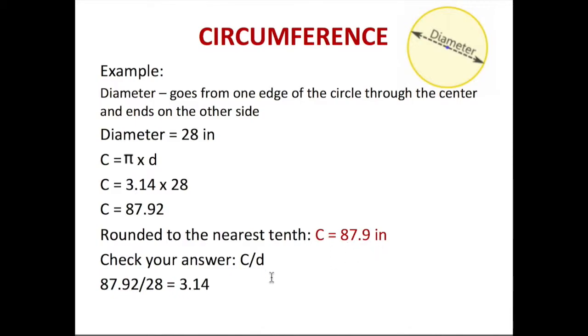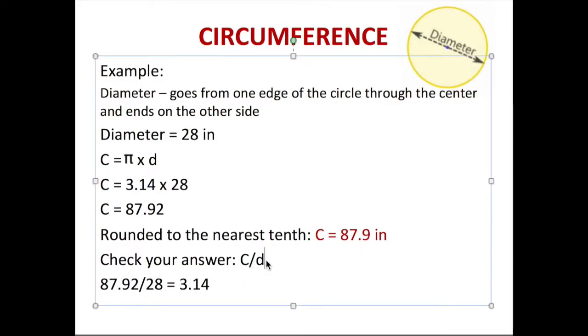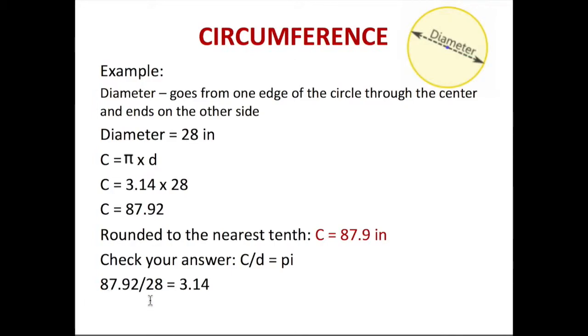Another way to check your answer, you can take the circumference and divide it by the diameter, and you will get pi. So 87.92 divided by 28 equals 3.14.